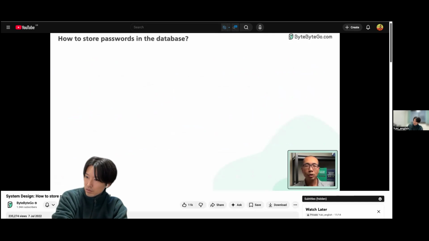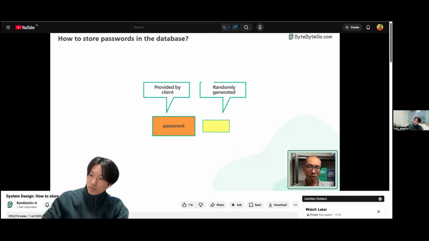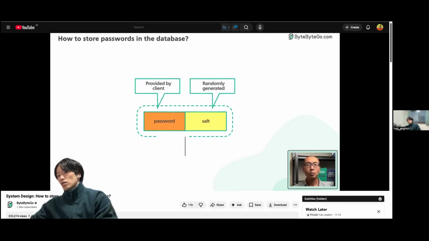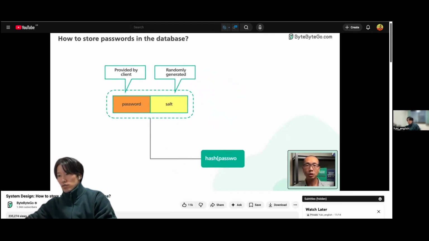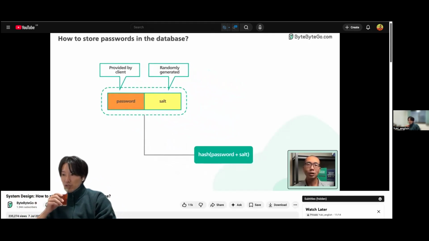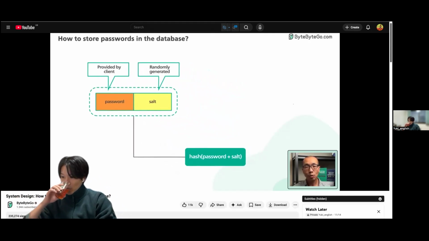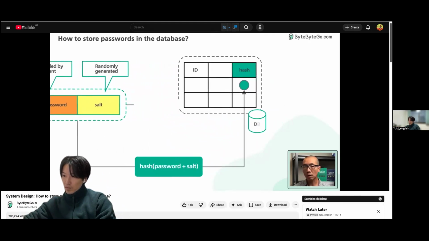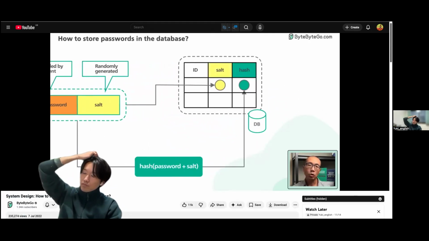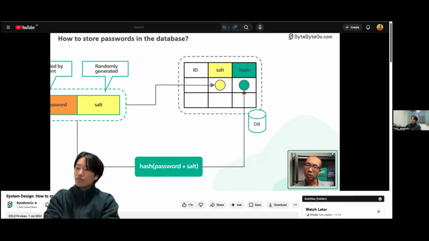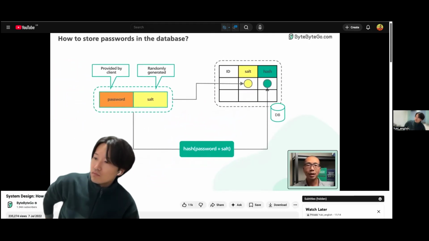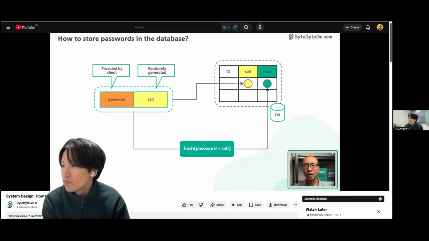Let's take a look at how we store a password with a salt. We first combine the password provided by the user with the randomly generated salt. We then compute the hash of this combination using an appropriate hashing function. The hash is stored in the database along with the salt. Again, the salt is used to generate a unique hash. It is not a secret and can be stored safely as plain text in the database.